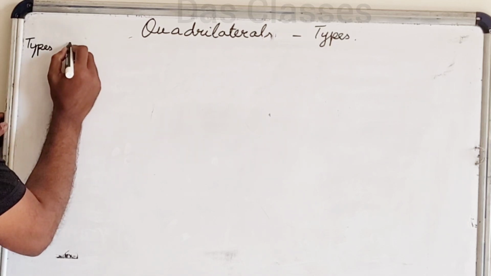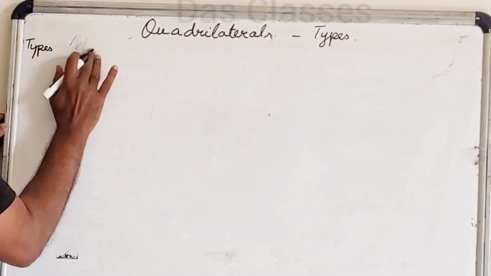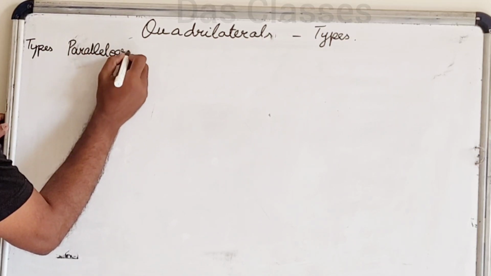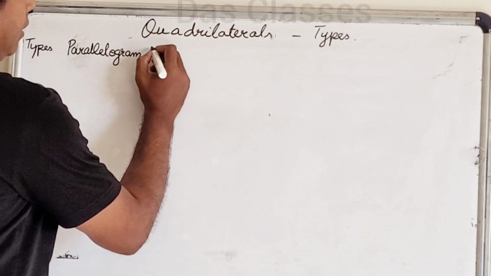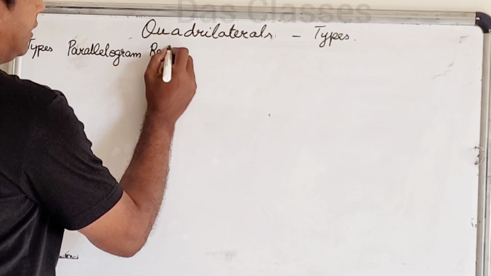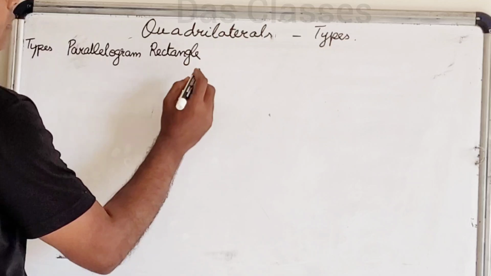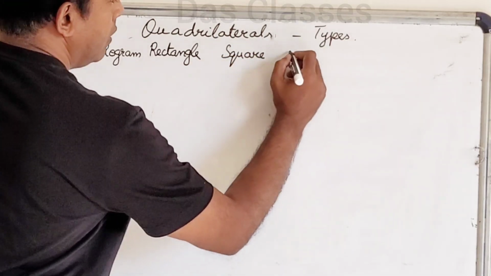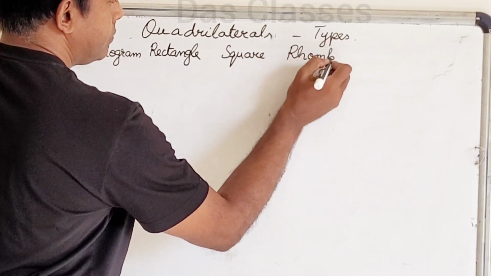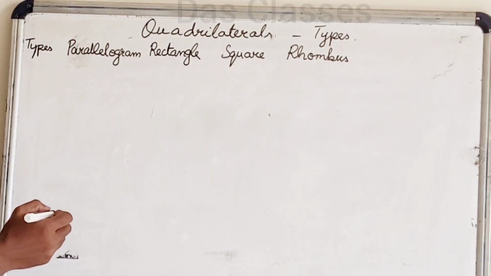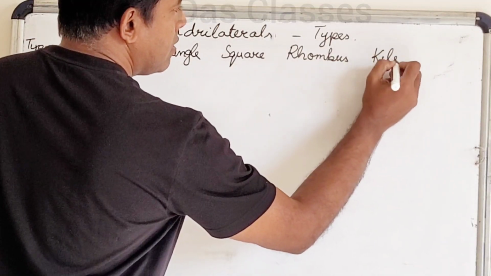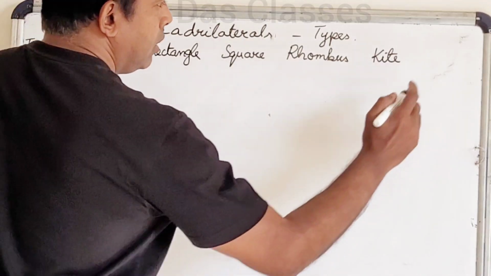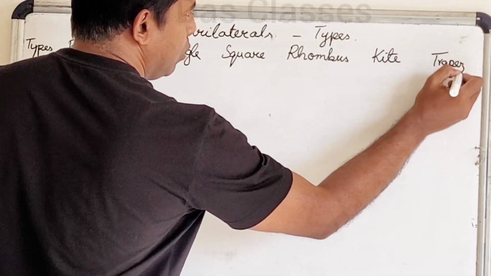That is parallelogram. Let me write it bigger. Parallelogram, rectangle, square, rhombus, kite, and trapezium. It's a very small concept, but still we'll consider trapezium also.